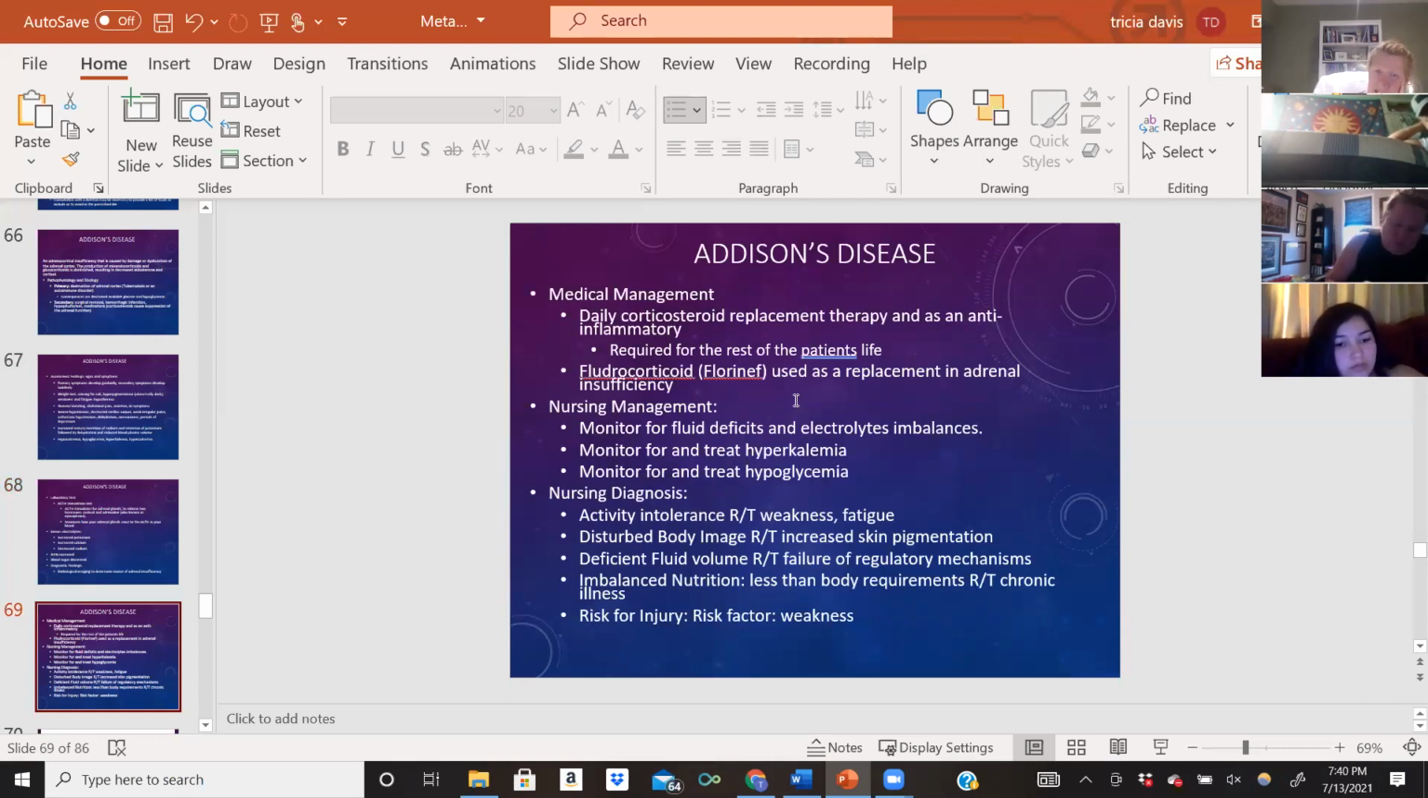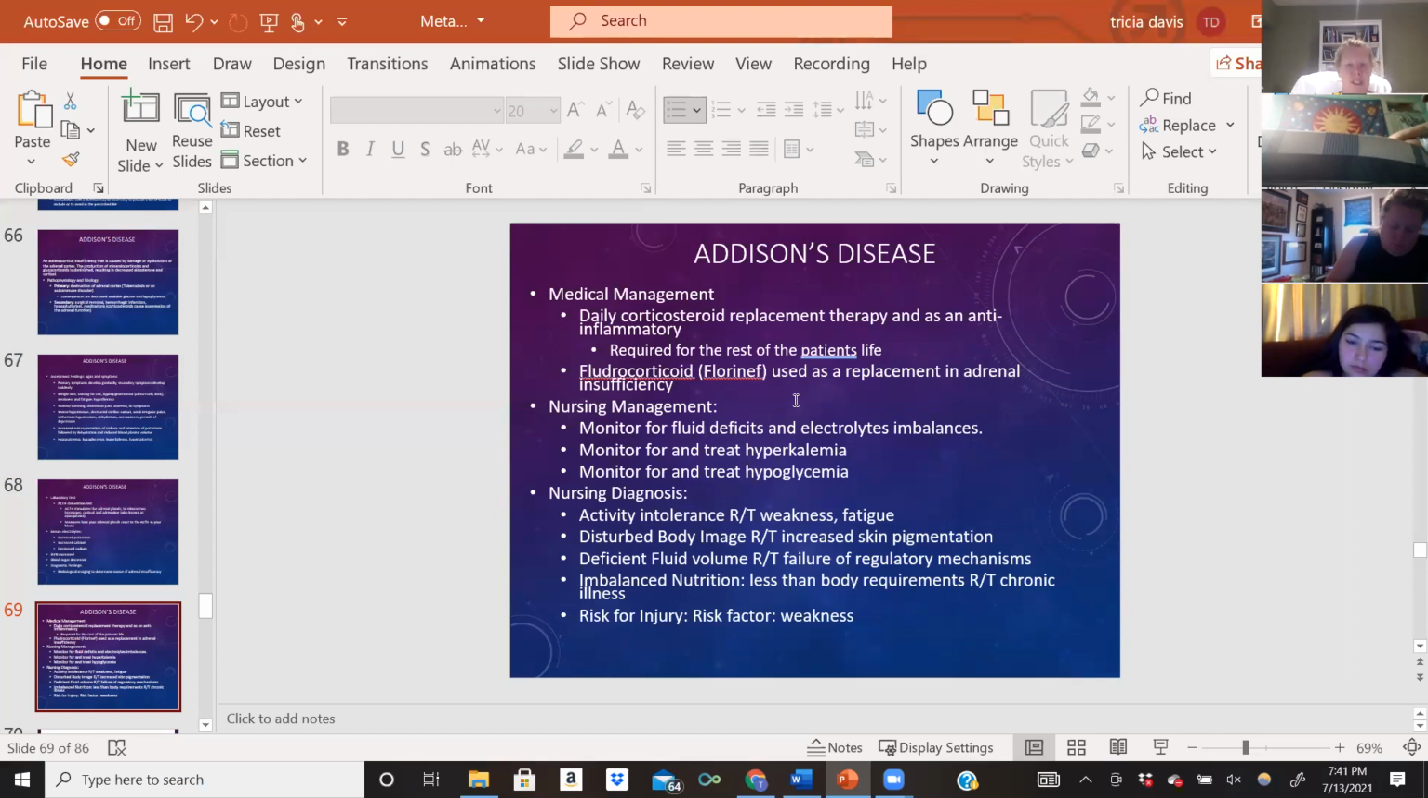So medical management, these patients don't have a lot of cortisol in their body, so they are going to need daily corticosteroid replacement. And it's also going to act as an anti-inflammatory. These are going to be required probably for the rest of the patient's life. So these patients need a lot of education about being compliant with this medication. One of the medicines that we see that's used as a replacement is something called fludrocortisone, also Florinef. This is like the drug of choice. There's other ones out there, but this is the one I see prescribed most often.